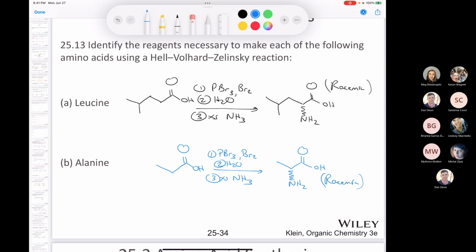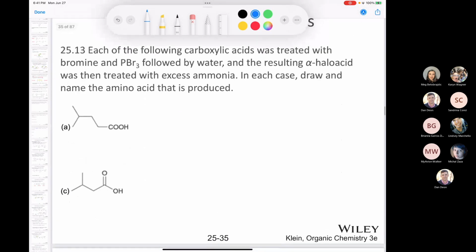Next question says each of the following carboxylic acids was treated with bromine and PBr3 followed by water, and the resulting alpha haloacid was then treated with excess ammonia. Draw and name the amino acid that's produced. So remember that when you're naming, you will refer to the handout, unless you memorize all the amino acids, and that's your prerogative if you want to do that, no problem.